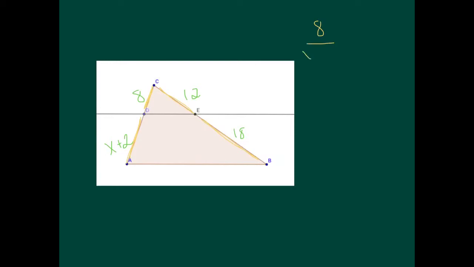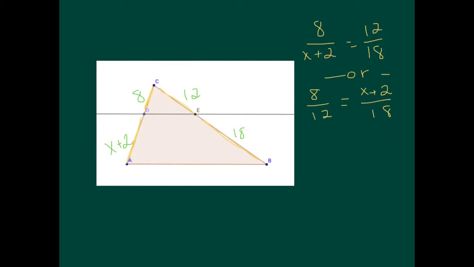You can do 8 over x plus 2 and set that equal to 12 over 18. We can also set it up going across the triangle. We could do 8 over 12 is equal to x plus 2 over 18. It doesn't matter. Either one will work. We could also add up the two sides. So we could take these two and add them together and get x plus 10, and we could also add these two up and get 30, and then do 8 over x plus 10 is equal to 12 over 30. I'm not going to solve that right here because I don't think it's necessary to go through that. We can just solve it with one of those two.